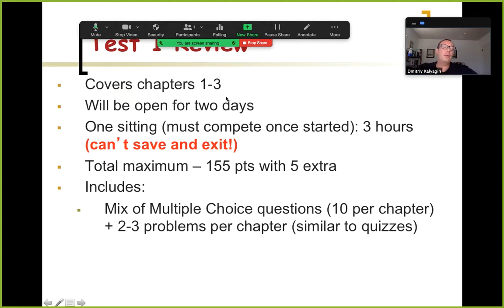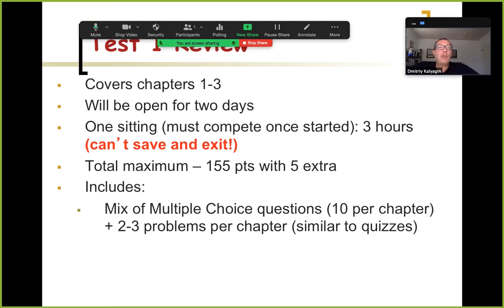It will be open for 2 days. I will open it on Sunday at 12:01 a.m. and then it will close on Monday at 11:55 p.m. So it will be open the whole Sunday and the whole Monday. However, you have to complete the test once it's started. You cannot save and exit the test in the way you were able to do it with your homework assignments.